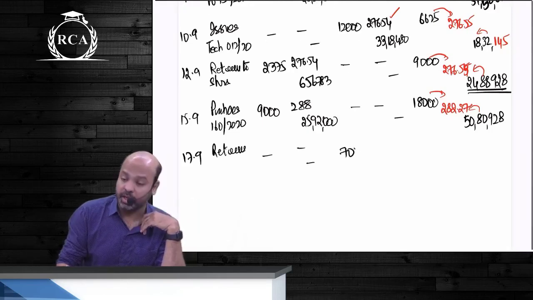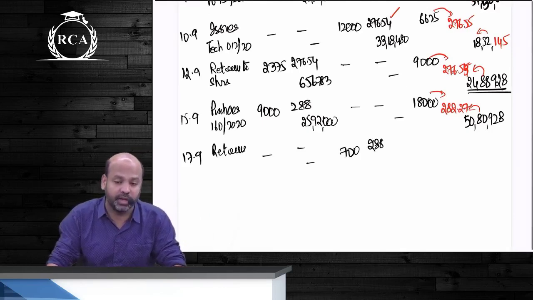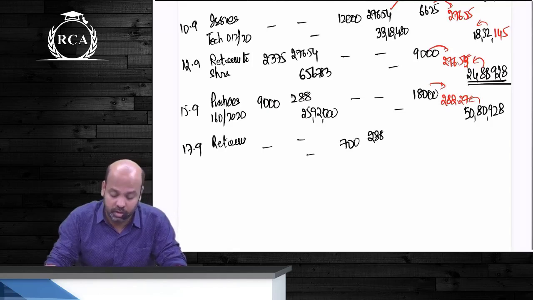17th September beta, returns. How many units are we returning? They should be returned at the same price at which they were purchased. 700 units at 288 guys. How much will that be? 2 lakh 1,600.